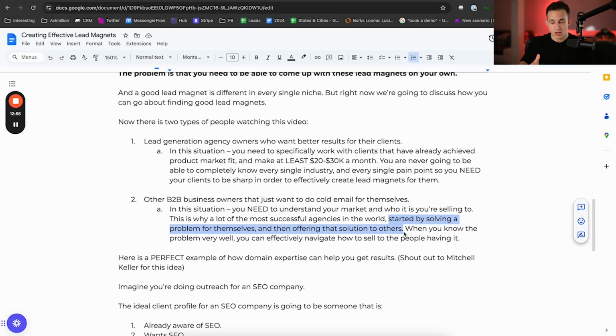This is very intentional. When you have a problem and that problem is very big, and you end up solving it for yourself, and then you start selling that solution to others, you know how it felt to have that problem. You were your ideal client. You knew what it was like. And therefore, you can position your offer and sell to yourself from the past, okay? And that's why it is so easy to sell.